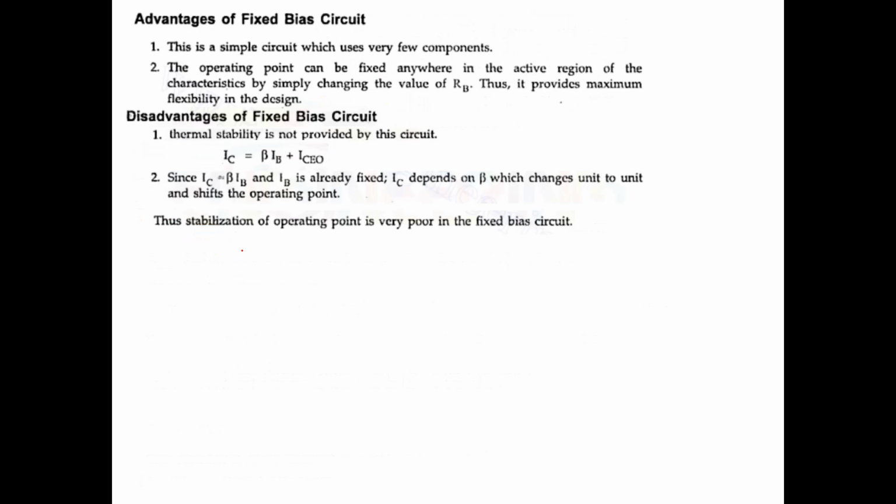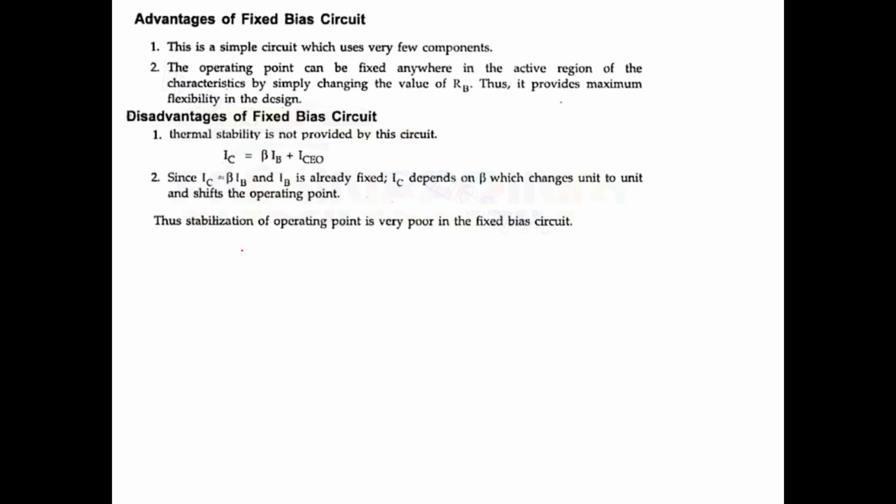Now the advantages of the fixed biasing circuit. It is very simple, and can be designed with only one component, RB, connected between the collector and base terminals. The operating point can be fixed in the active region of the characteristics by simply changing the value of RB. Thus it provides maximum flexibility in the design.